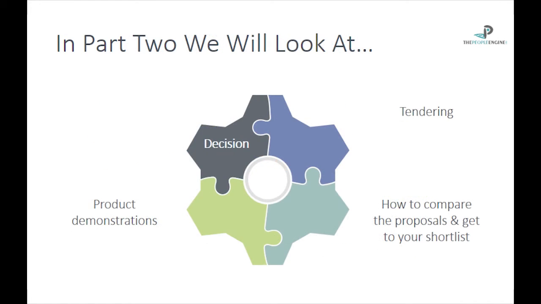In this Part 2, we'll be covering tendering, which is a method of gathering and processing information and offers from the vendors. We'll be looking at how to compare the proposals you get and arrive at a shortlist. And then the next part of that is, with your shortlist, you then move on to product demonstrations. And that's a very vital part of the process.